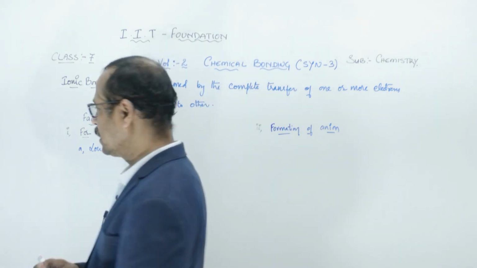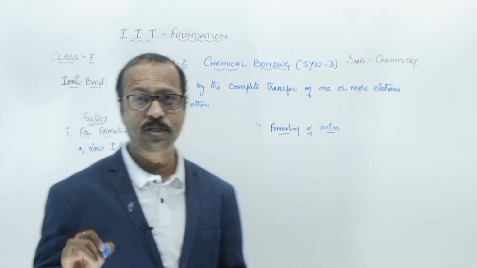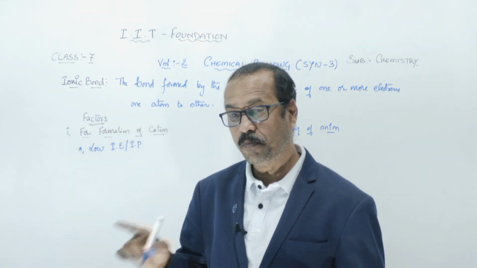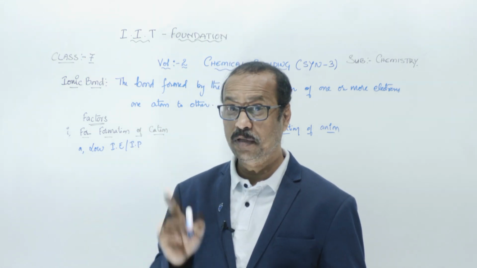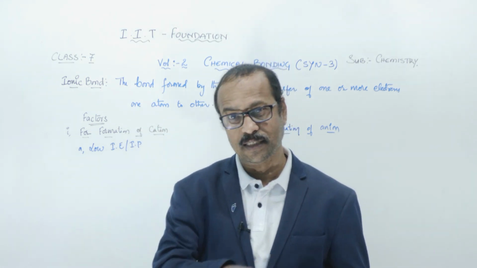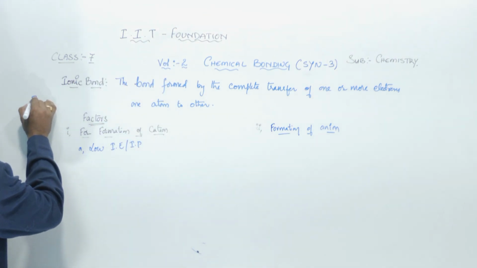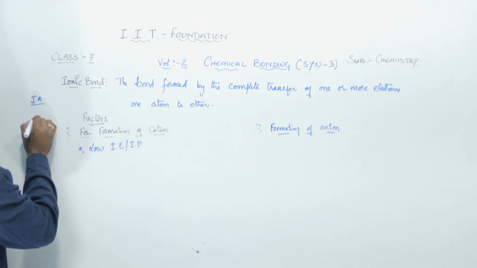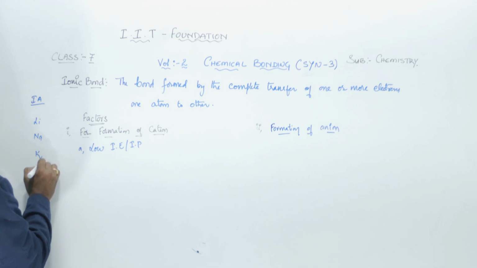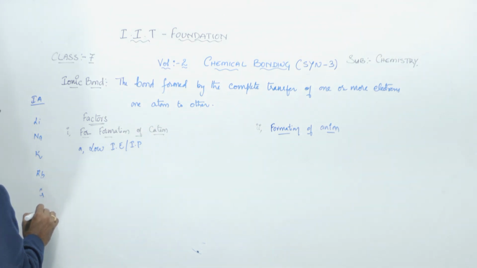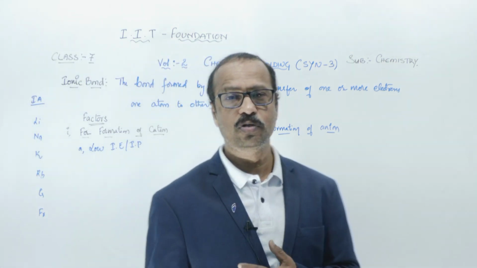For example, sodium. Already we discussed in the ionization energy properties: as you move from left to right, ionization energy increases, and as you move from top to bottom in the periodic table, ionization energy decreases. So, for example, if you take the first group elements, do you remember them? Alkali metals except hydrogen. What are there? Lithium, sodium, potassium, rubidium, cesium, francium. Those are the first group elements.